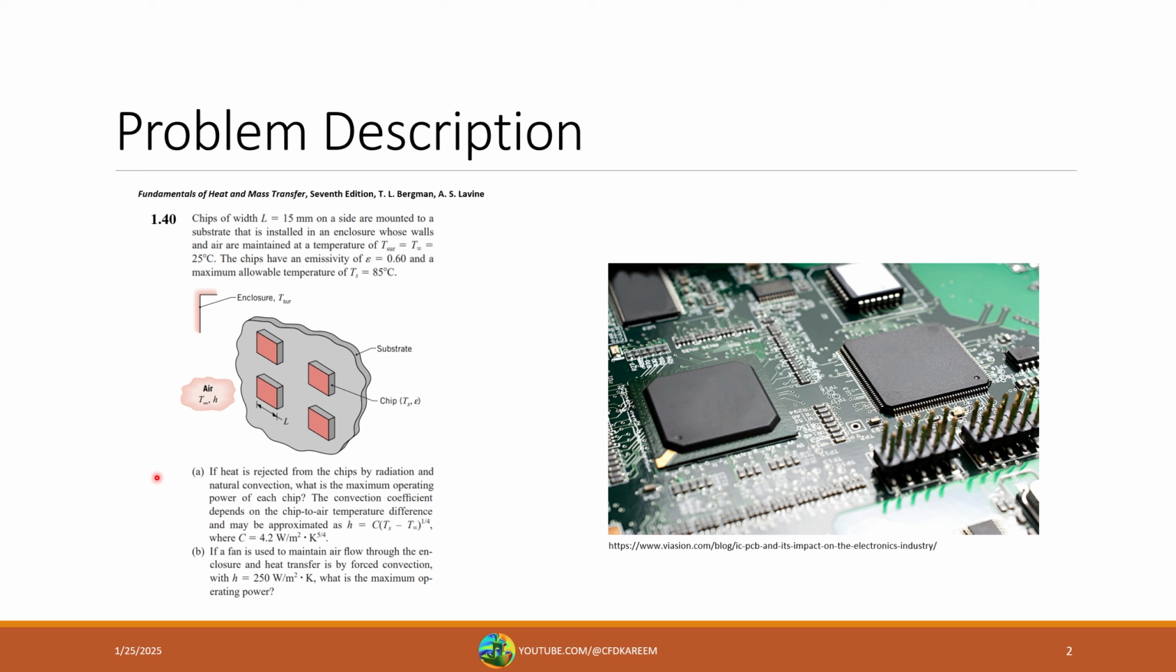The second question that we want to solve adds forced convection, and it reads: if a fan is used to maintain airflow through the enclosure and heat transfers by forced convection, with a heat transfer coefficient of 250 watts per meter squared Kelvin, what is the maximum operating power?